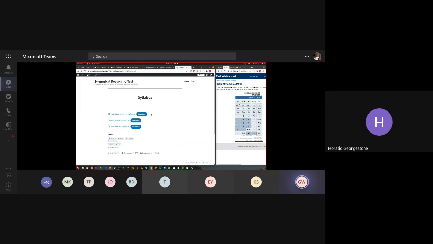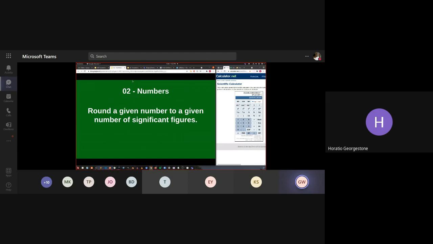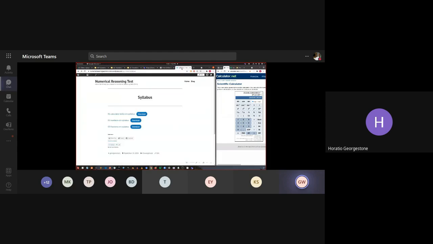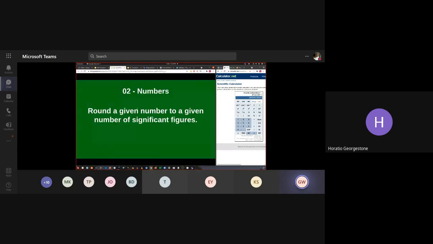Okay, anyway, so last time we started looking at numbers and we looked at how to round to a certain number of decimal places. So now I'm going to show you how to round to a certain number of significant figures. Again, just make sure you've got syllabus section 2 open in front of you. My suggestion would be maybe print it off or have it on a second device so you can look at it as we go through.